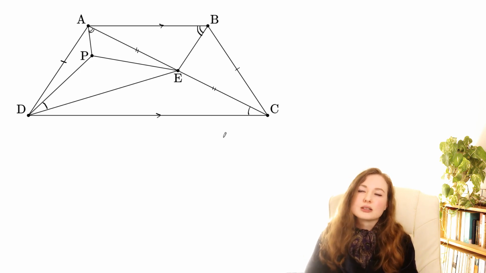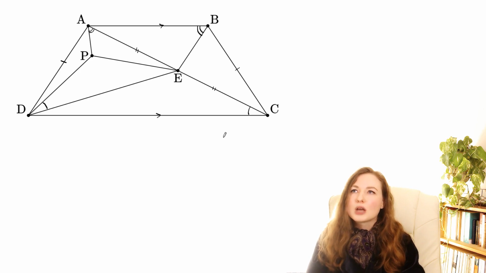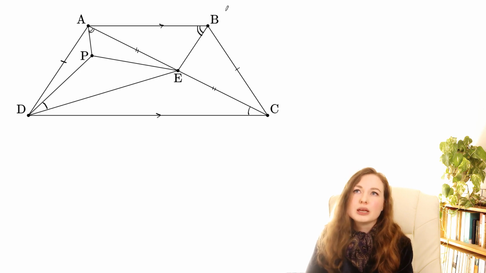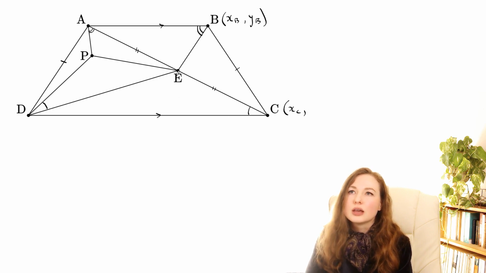So first we can decide where to put the origin. You can put it anywhere. I decided to put it at E because that's going to simplify things a lot. So we could say B has coordinates, let's call them xb, yb. And then C can be at xc, and because that distance is going to be the same as that one, because that's the midpoint, this is just going to be negative yb.